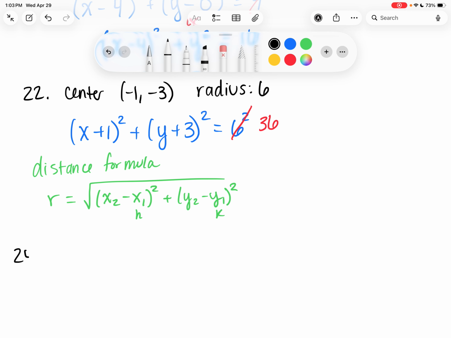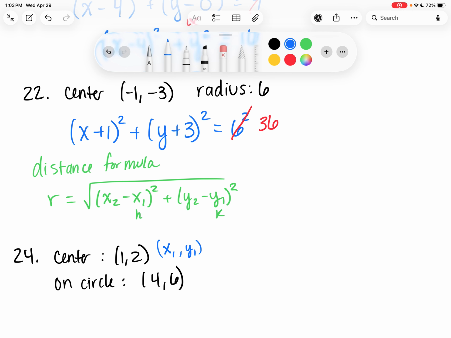So number 24, it says the center is at (1, 2), and the point on the circle is the point (4, 6). Now, you're going to end up getting the same thing either way, but technically the center is my x1, y1 values, and the on-the-circle values are the x2, y2 as far as the formula that I'm plugging in here. Obviously, this is still also h and k. If you want to think about it that way instead, that's fine. And I'm solving for r.